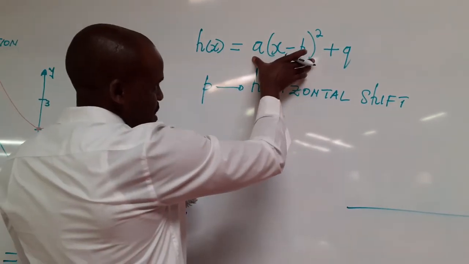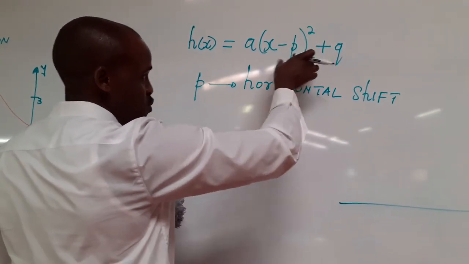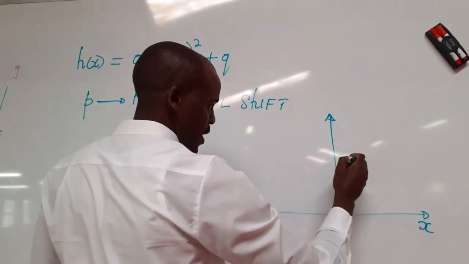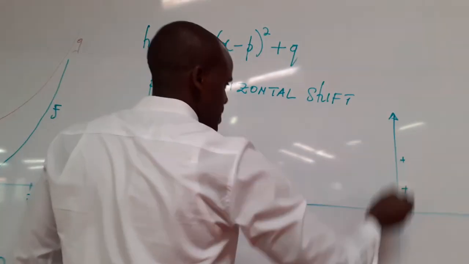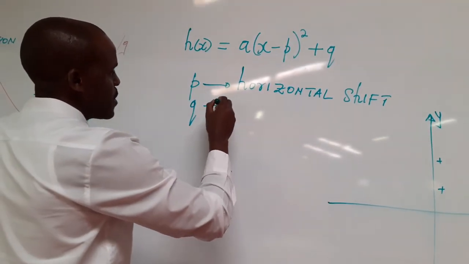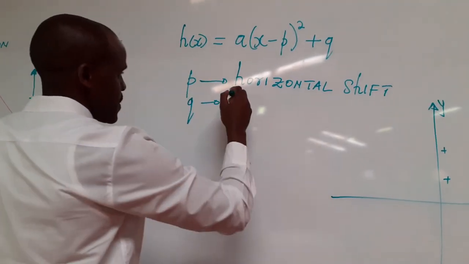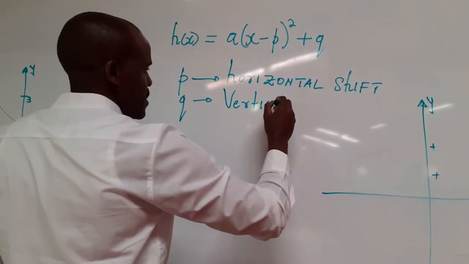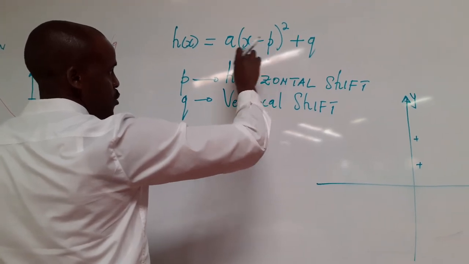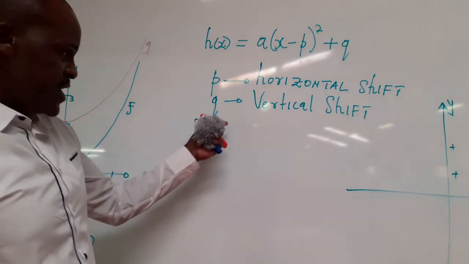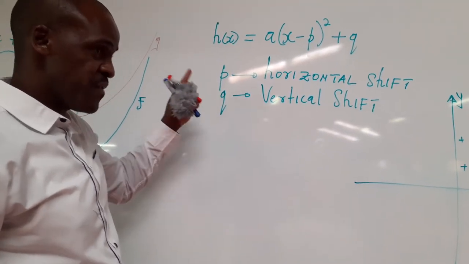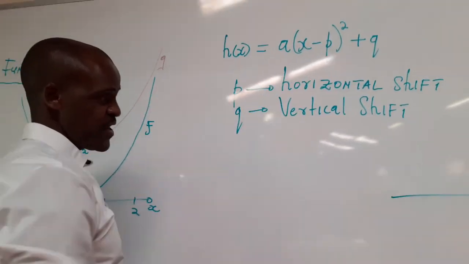And then we've got q. It's y equals this plus something. We are adding something to our y. We are adding to a vertical line. This is a vertical shift. P is the horizontal shift. Q is a vertical shift. Remember, these are the values of x and y at the turning point. So we use the values at the turning point to shift the graph.